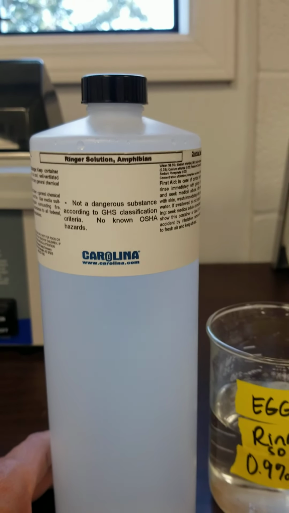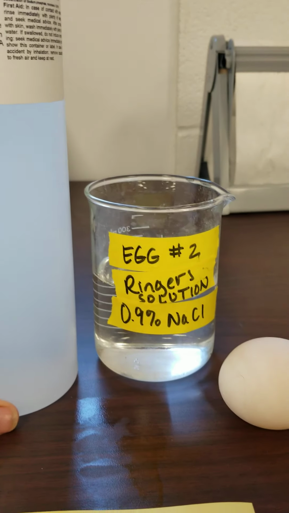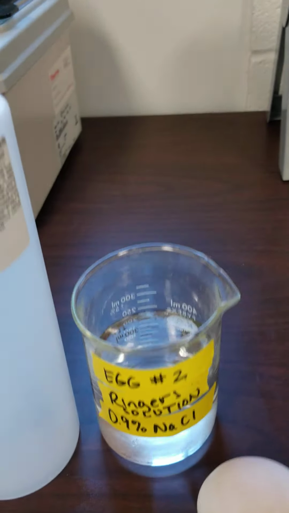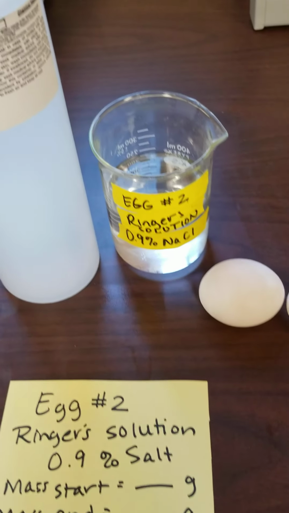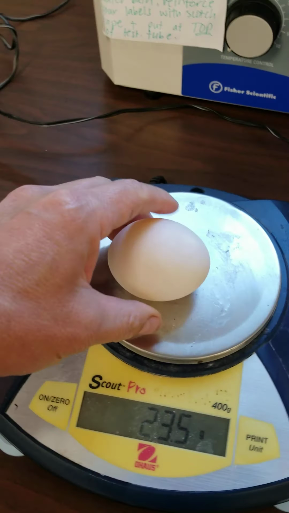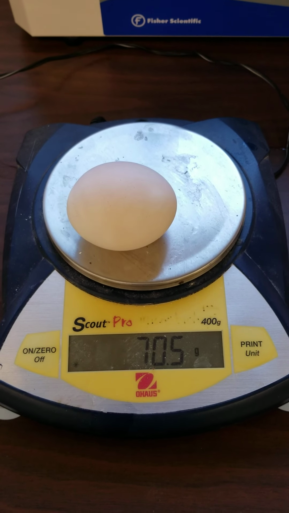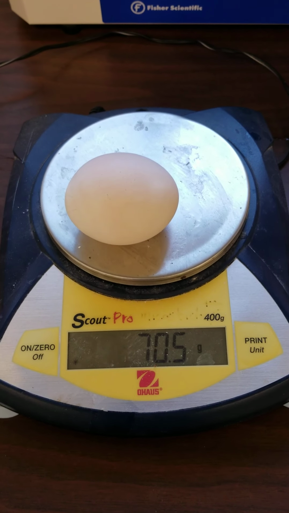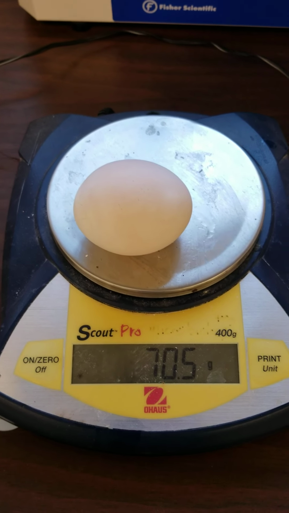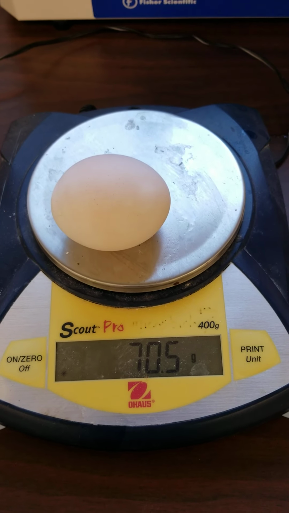I was kind of hoping it was the same. If it's the same tonicity, it would be called isotonic. If it's isotonic, it should not gain or lose weight. So we'll see. Let's see what happens. This will be our unknown, okay? So we'll take our egg number 2. We'll go ahead and weigh that egg, and it's 70.5 grams. I'm going to pause the video and record it on my egg number 2 worksheet here, and you guys can do the same. Go ahead and record that under egg number 2.